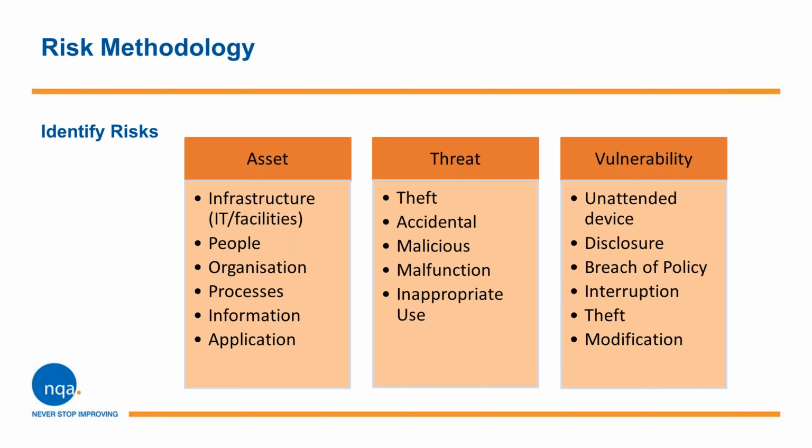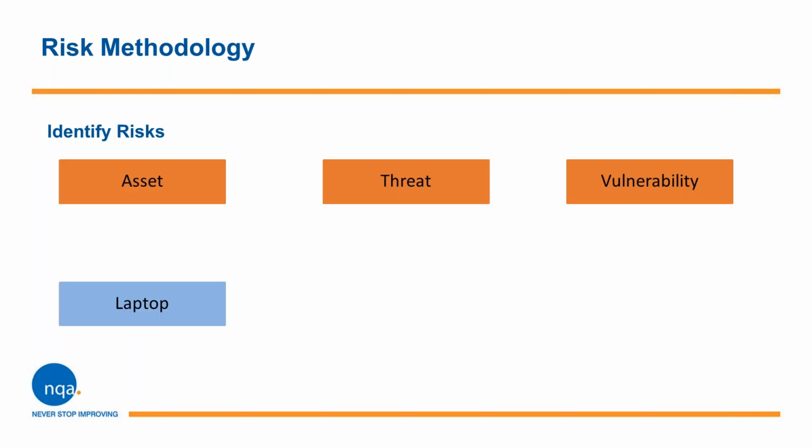As we can see there, I've put an example up there of asset, threat, and vulnerability. So assets can be anything from infrastructure, organization, some of the processes, some of the applications you have. The threat, if it's an IT asset, could be theft, accidental damage, malicious attempts to steal it, or malfunction. And then the vulnerability, if it's theft, could be an unattended device. This is one I've just put together. One asset may have numerous threats and vulnerabilities.